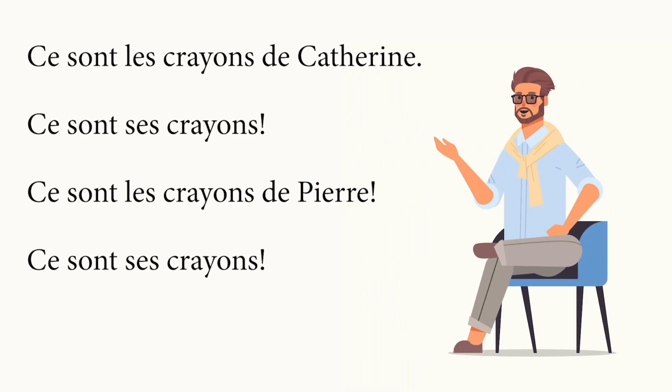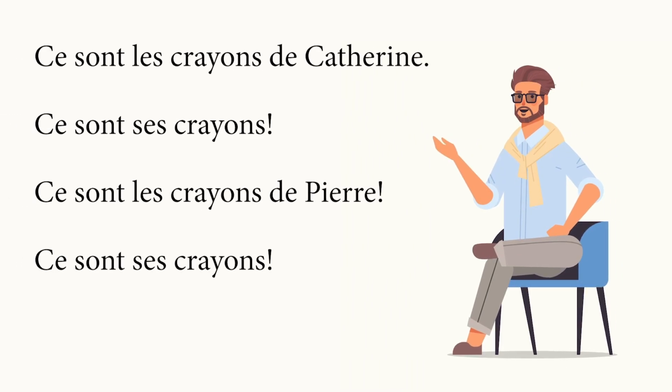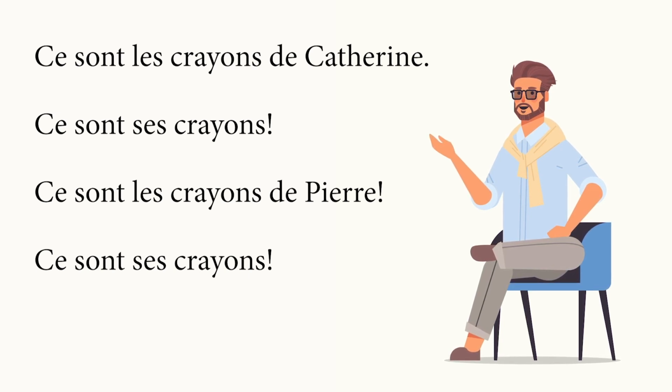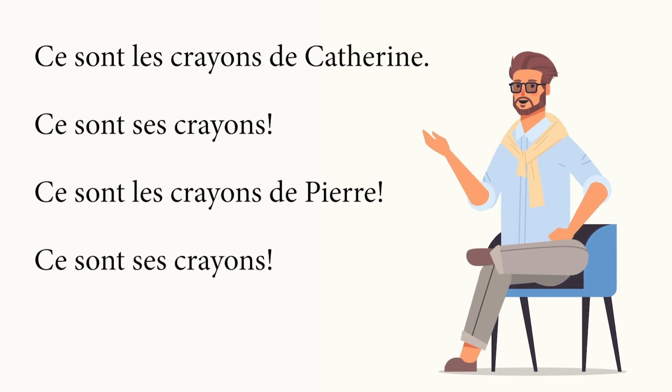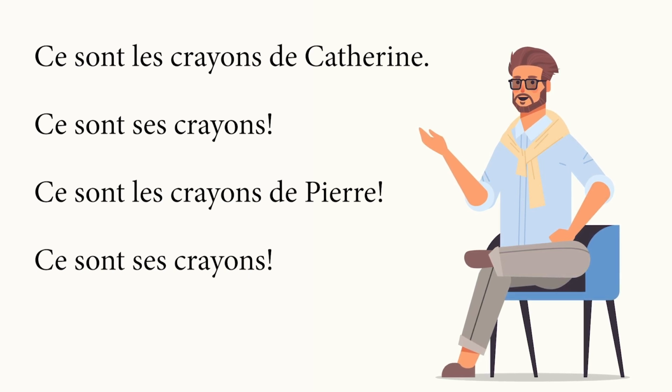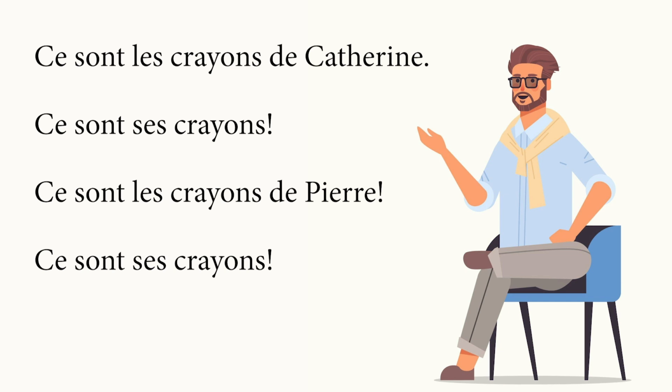Similarly, ce sont les crayons de Catherine. Ce sont ses crayons. These are the pencils of Catherine. These are her pencils. Ce sont les crayons de Pierre. These are the pencils of Pierre. Ce sont ses crayons. These are his pencils. Here again you see the word ses crayons does not correspond to the English possessive adjective.